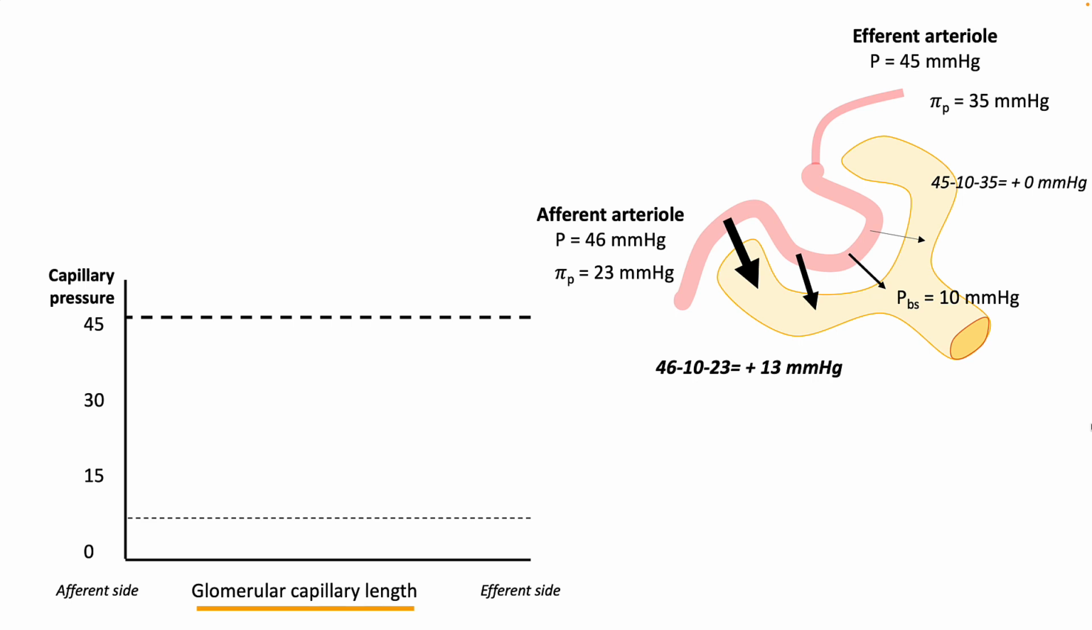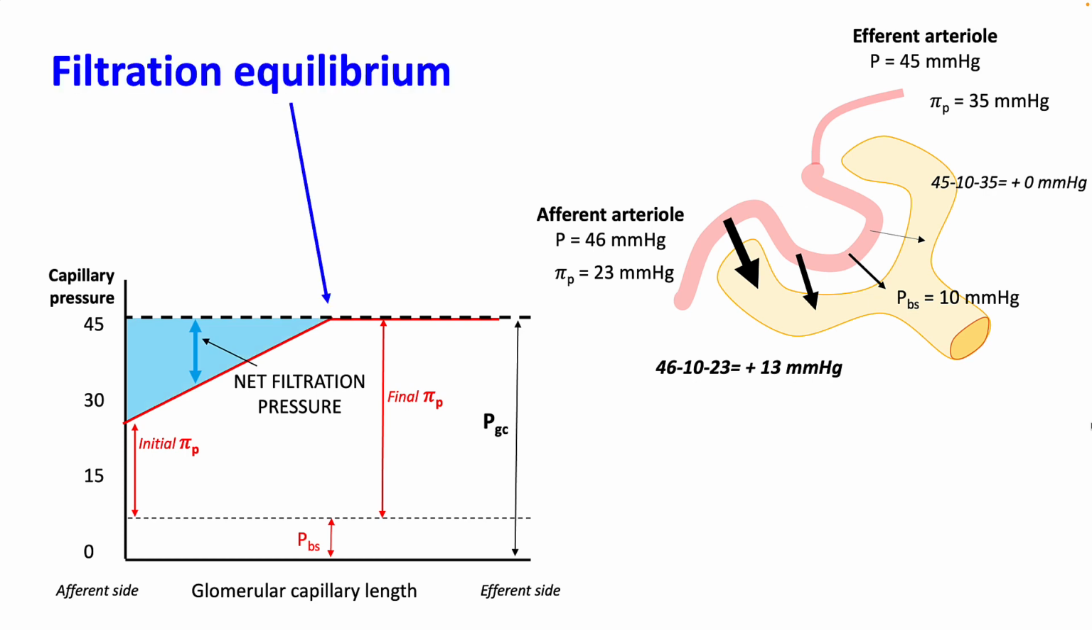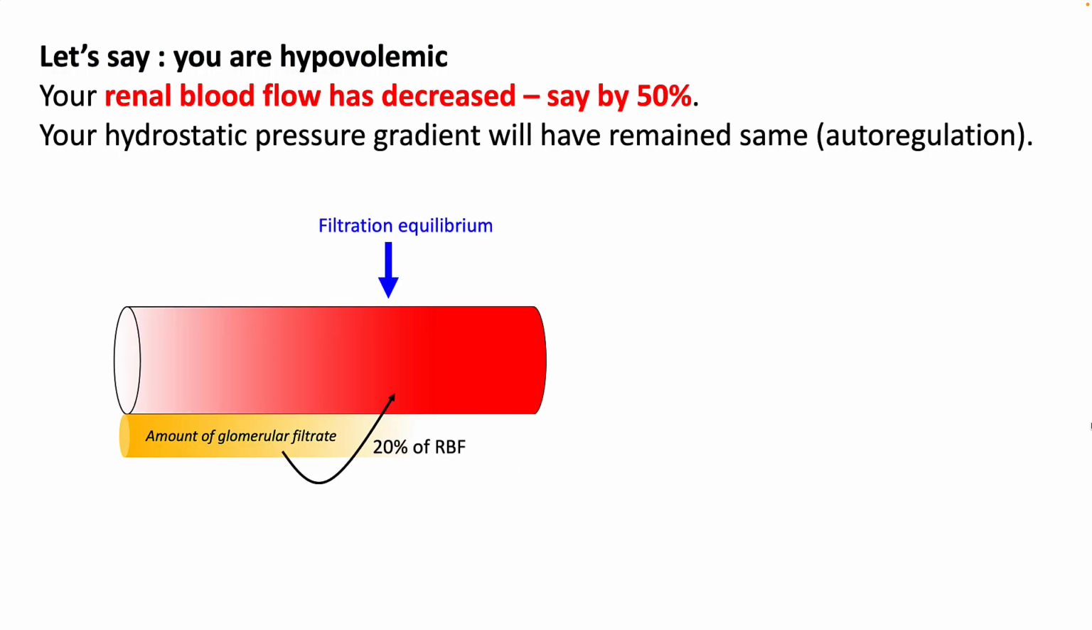There's another graph that some textbooks will give you, so let's understand that. On the x-axis, we have glomerular capillary length, on the left is the afferent, and on the right is the efferent side. This is your glomerular pressure, and in red is Bowman space pressure. Initial pressure is shown at the beginning of the glomerular capillary on the afferent side, and as you get more filtration, the oncotic pressure gets higher and reaches capillary pressures, and that's when the filtration stops, and that point is your filtration equilibrium.